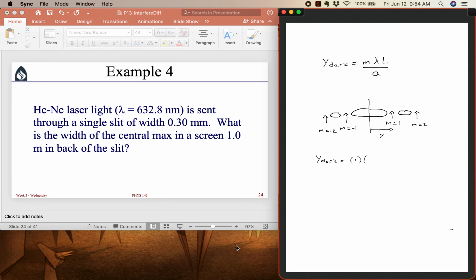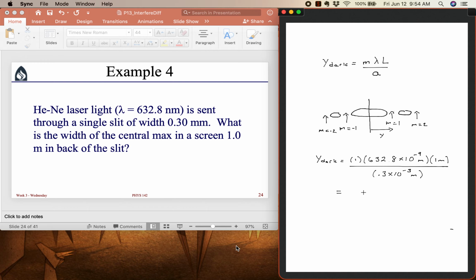We need to make sure that all of these variables use the same units so that we don't have conflicts between units. So we need to make sure that all of these are expressed in meters. For the wavelength, we have 632.8 nanometers, which is the same thing as 632.8 times 10 to the minus 9 meters. Then L is the distance between the slit and the screen, which is 1 meter. And finally the slit width is 0.3 millimeters, so that's 0.3 times 10 to the minus 3rd meters.